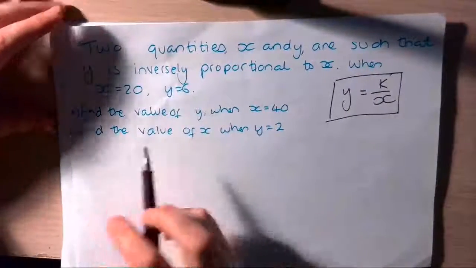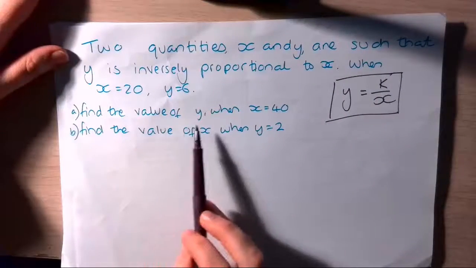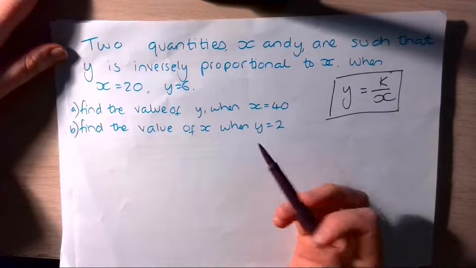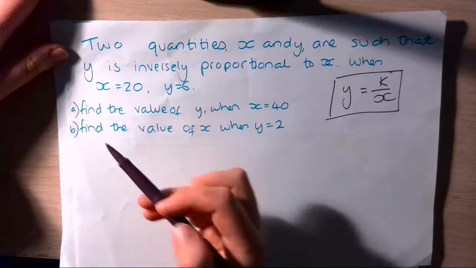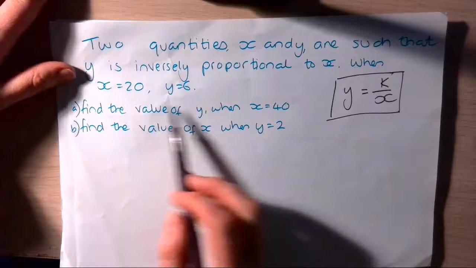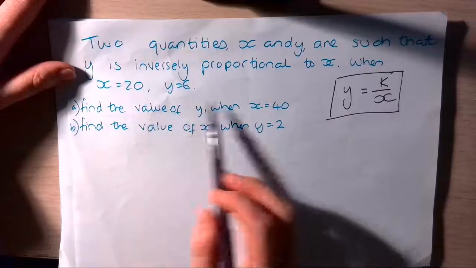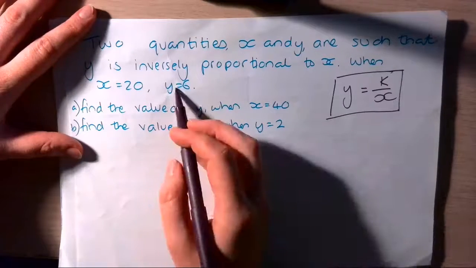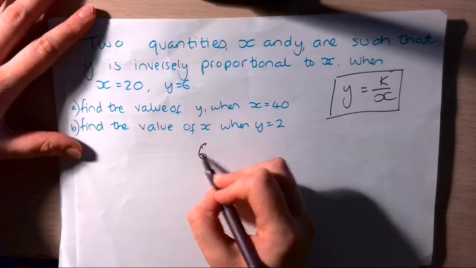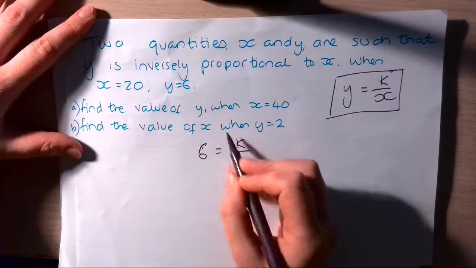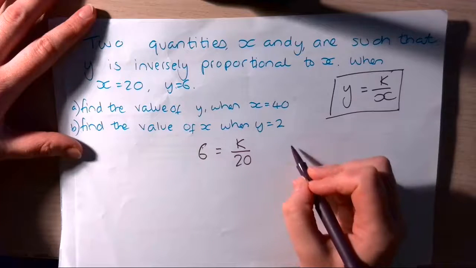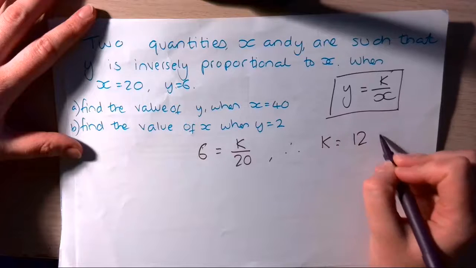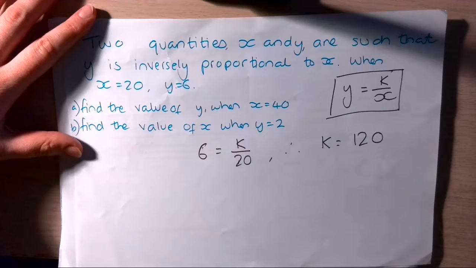So the first one, we've been given some information. We're asked to find the value of y when x equals 40 and the value of x when y equals 2. The first thing we need to do is get an equation. Often, not always, you will be prompted to do that in the first instance, maybe as part A of your question. But we know it's going to look like this, so let's substitute in the values we've been given. We've got 6 equals k over 20. So therefore, k is going to equal 120, because I've multiplied up by the 20.